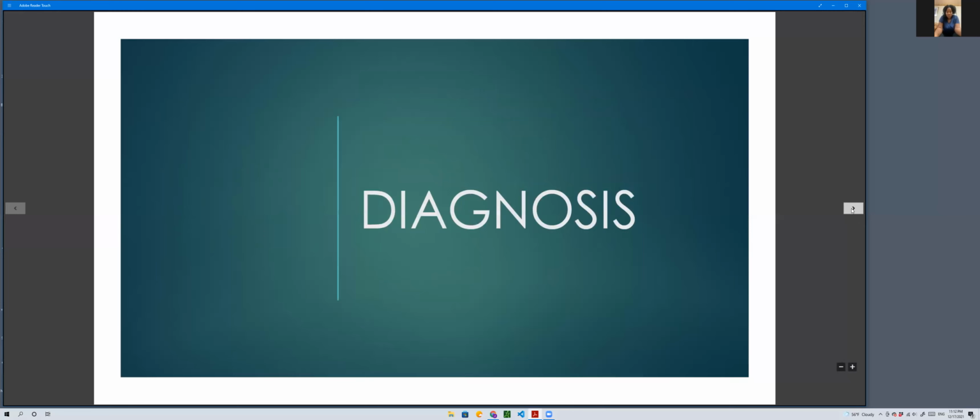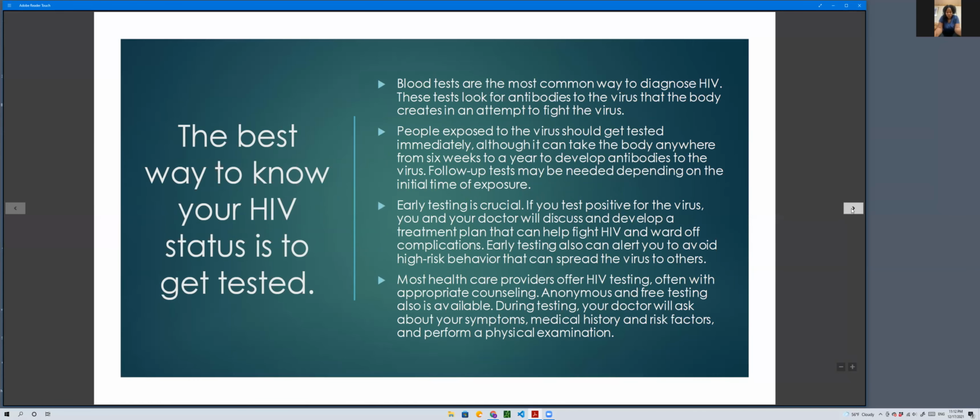Talking about diagnosis. The best way to know your HIV status is to get tested. Blood tests are the most common way to diagnose HIV. These tests look for antibodies to the virus that the body creates in an attempt to fight the virus. People exposed to the virus should get tested immediately, although it can take the body anywhere from 6 weeks to a year to develop antibodies to the virus. Follow-up tests may be needed depending on the initial time of exposure.